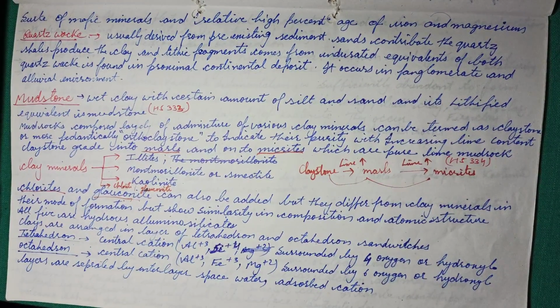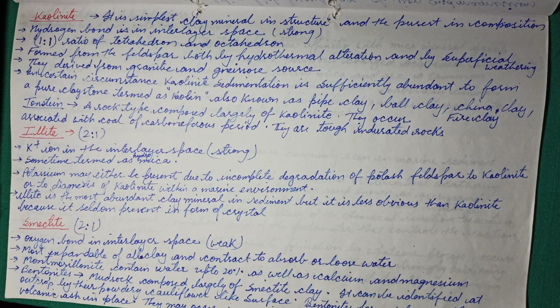So what could be in the interlayer spaces? Next we will read that. So now we have five clay minerals: kaolinite, illite, smectite, which is also known as montmorillonite, chlorite and glauconite. We will be studying each of them separately.